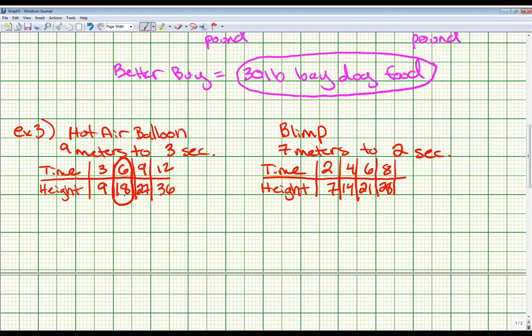6 seconds, the height of this hot air balloon is 18 meters. And if I look over here, there's also a 6 seconds on the blimp's chart. 6 seconds here, and my blimp is at 21 meters. So if my hot air balloon is only at 18 meters and my blimp is at 21 meters, I'm going to say that the blimp rises faster, because at the same number of seconds, my blimp is higher.